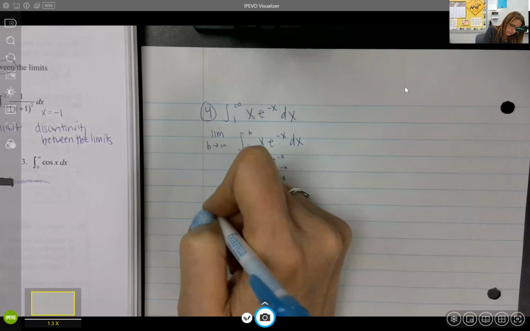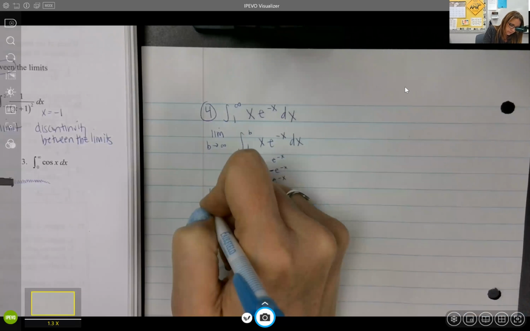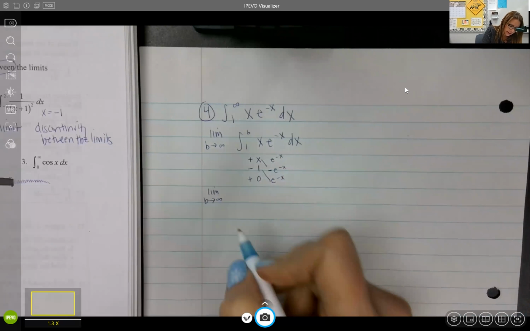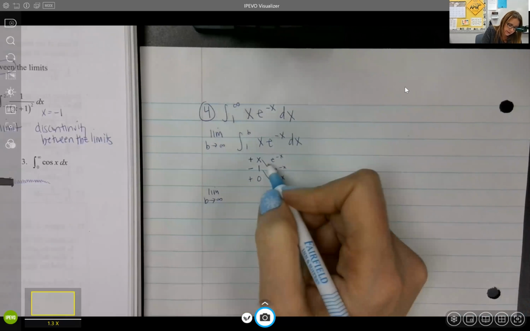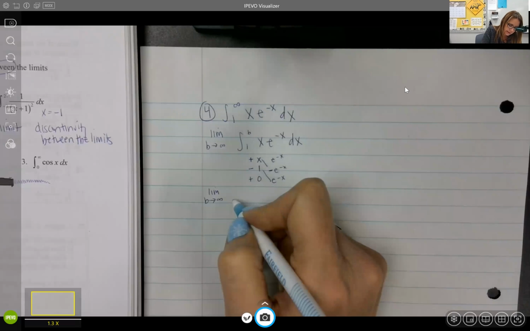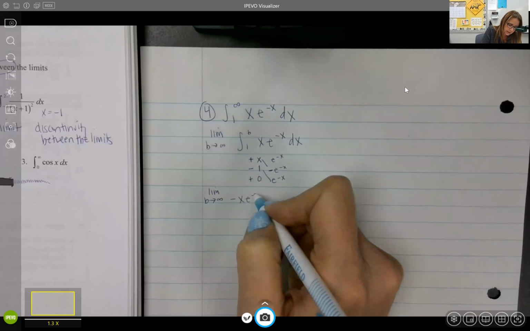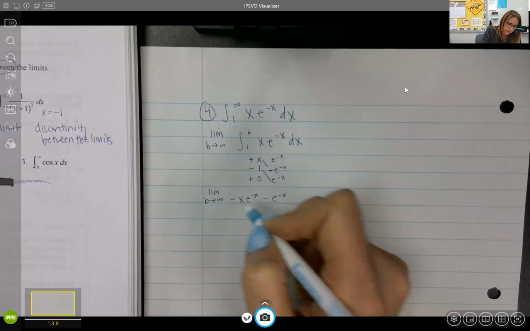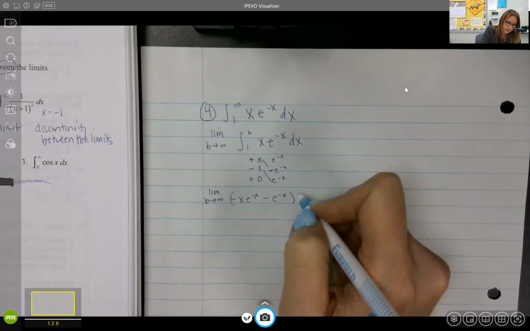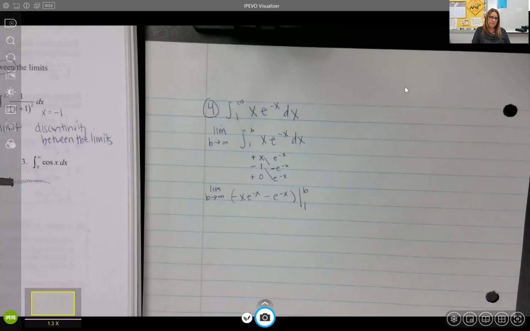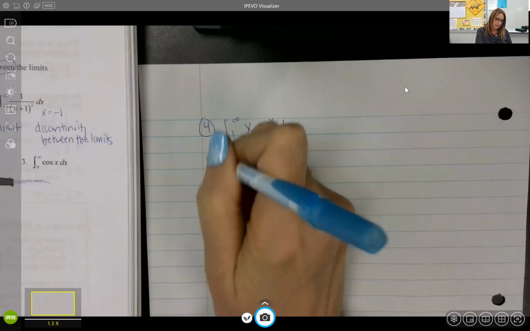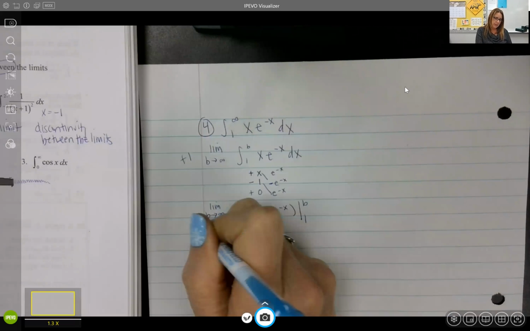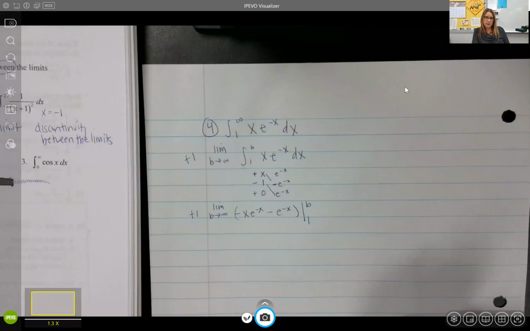So I'm going to write my limit as b approaches infinity. And this time I've already taken the integral, so I'm just going to write the negative x e to the negative x minus e to the negative x. And that whole thing is evaluated from 1 to b. Okay? So this is the first point, to have the limit. And then this would be the next point, to show the integral.